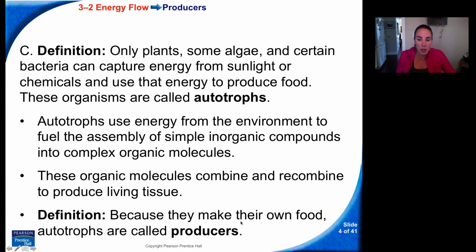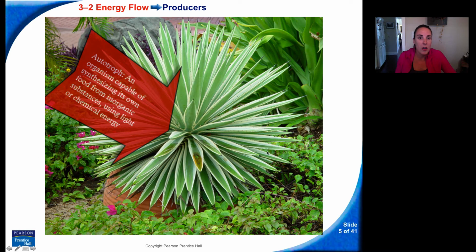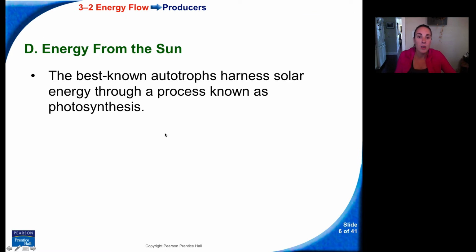So because they make their own food, autotrophs are also called producers. They produce their own food. So an example is a plant. It's an organism capable of synthesizing its own food from inorganic substances using light or chemical energy. So energy from the sun.